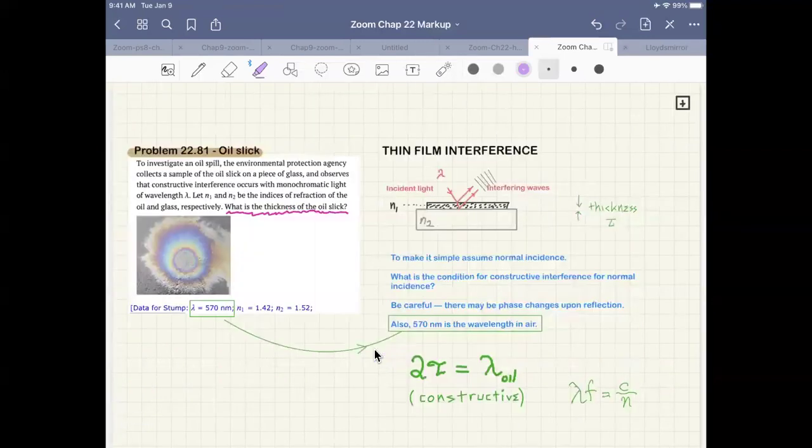Here's an example with thin film interference. You have an oil slick on, let's say, wet asphalt. So you have an oil slick. So there's the oil, and it's on some other kind of material. Could be on water, could be on asphalt. Let's say it's on wet asphalt. So I guess you could say it's on water.